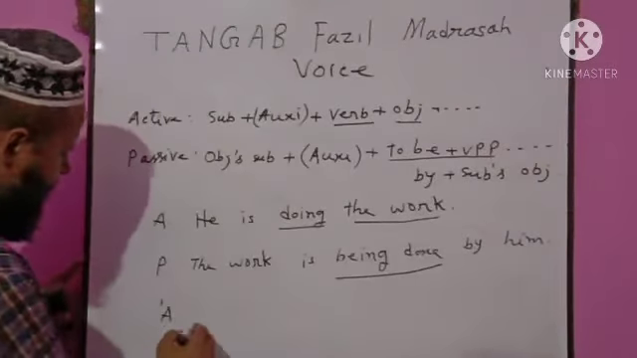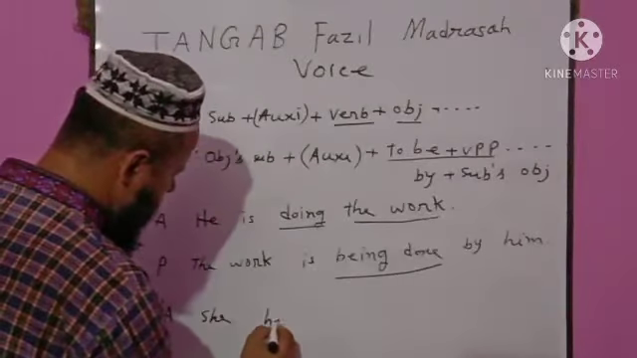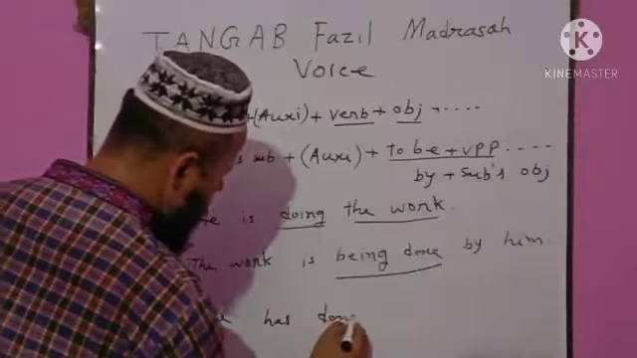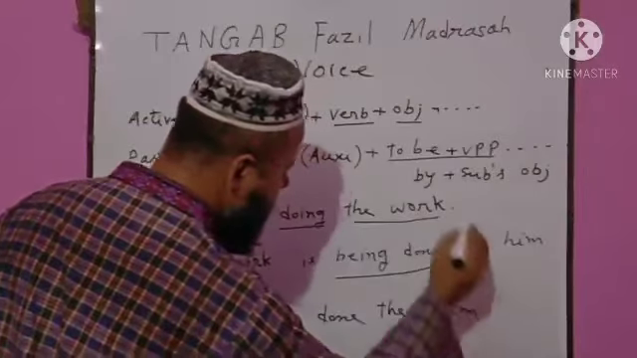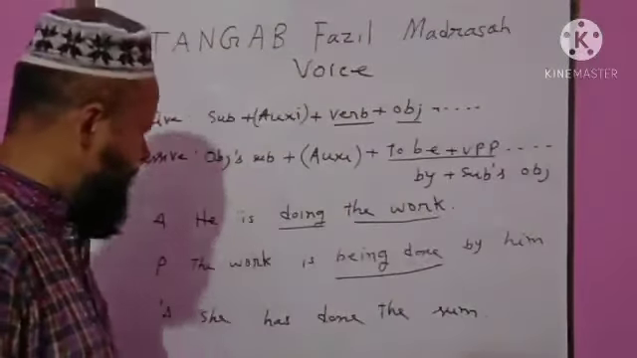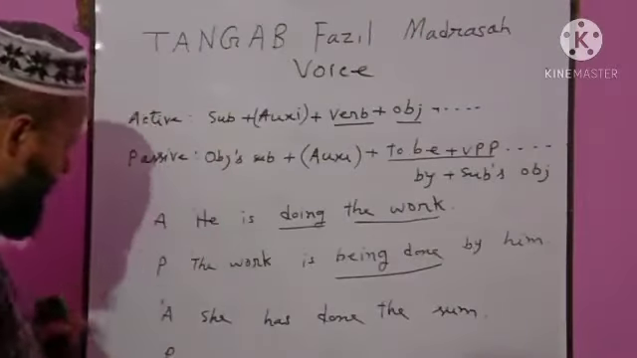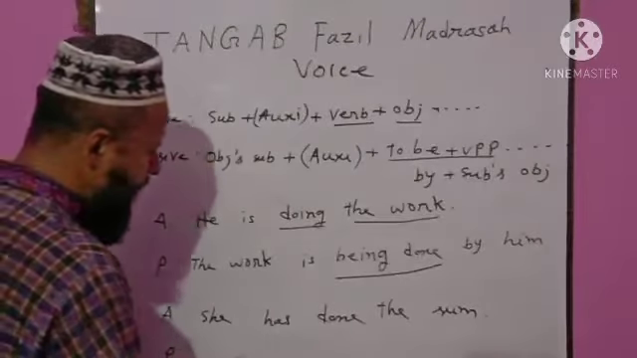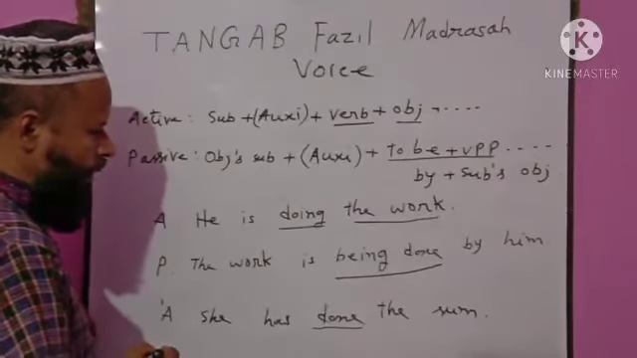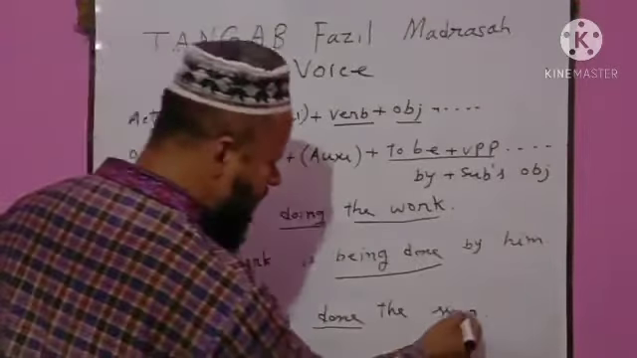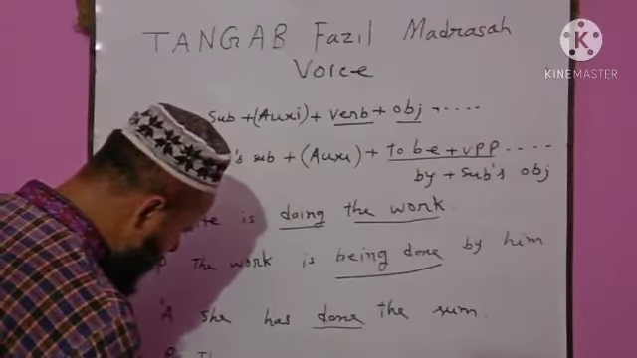Another example. She has done the sum. Passive. The main verb is done, past participle of verb. Then after the main verb, there is object. Object will be subject: the sum.